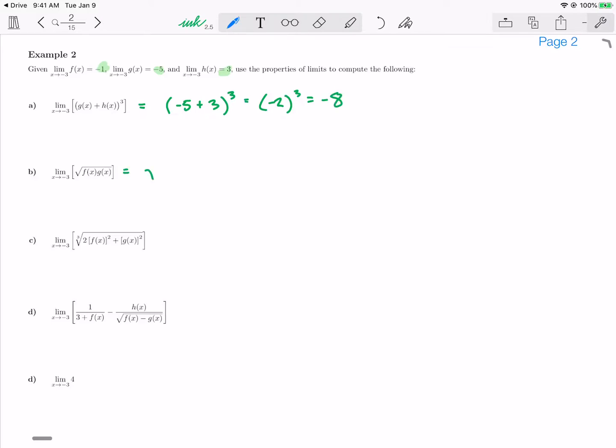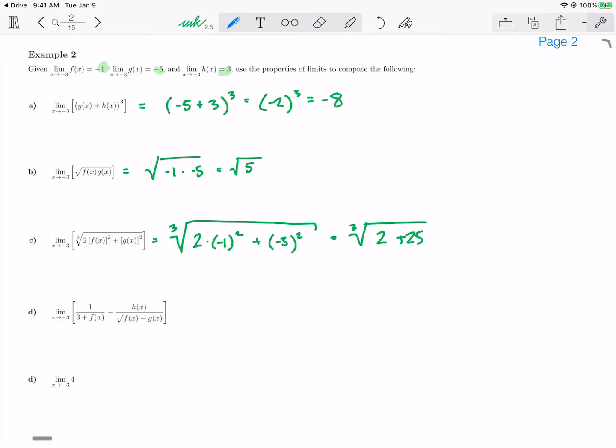The next one, we've got a square root of a product. So f is negative 1, g is negative 5. So we'd get the square root of 5. It's a good thing that was positive, otherwise we would not have been able to compute it. Then we've got a cube root, 2 times the function f squared, so 2 times negative 1 squared, plus the function g of x, negative 5 squared. And so then we've got the cube root of, that'll end up being 2 plus 25, which is 27. Cube root that, you get 3.